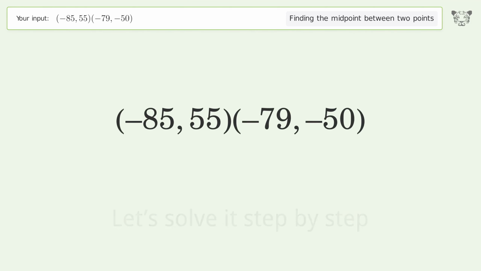The coordinates of point 1 are, x1 equals -85, y1 equals 55. The coordinates of point 2 are, x2 equals -79, y2 equals -50. PM represents the midpoint of the 2 points.